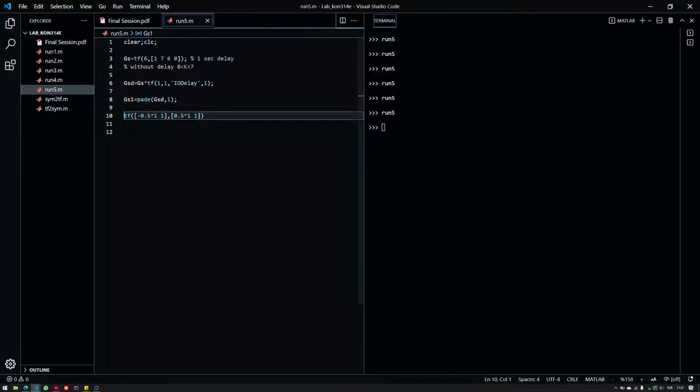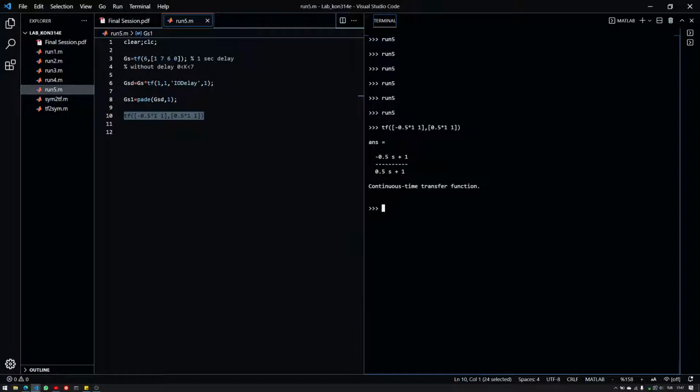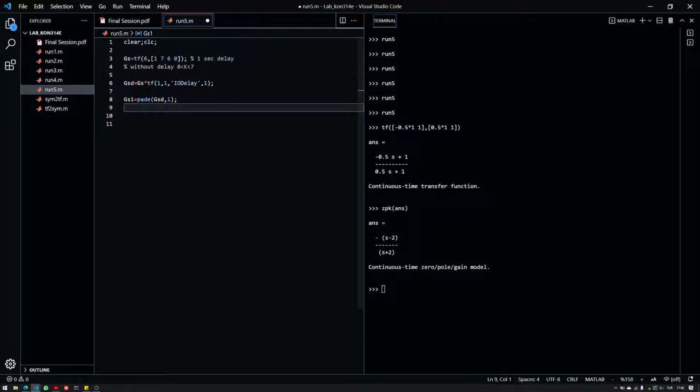So this would be then positive. This is basically tau, but tau is here 1 second. So this is the amount of delay times 0.5. Now this should give us minus 2 plus s, or in ZPK, this is basically this, and we've seen this before. So you can write this down and then multiply it with your original system.